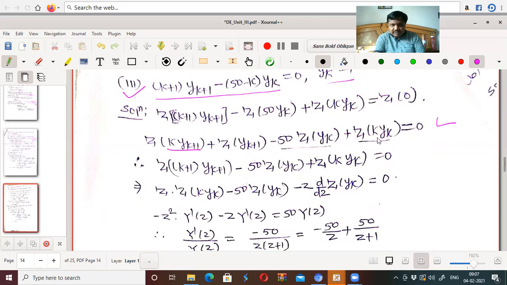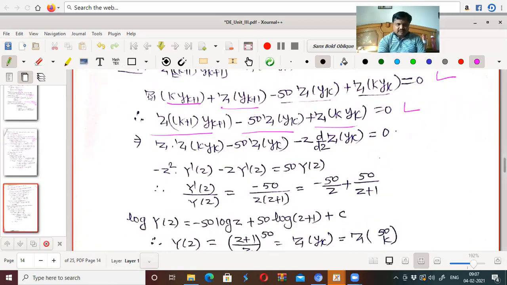minus Z transform of k into yk plus Z transform of yk plus 1. Okay, that is written as it is, same. 50 times Z transform of yk, Z transform of k into yk equal to 0, which is same as this one. Now, Z into Z transform of k into yk minus 50 times Z transform of yk minus Z into d by dz of Z transform of yk equal to 0.